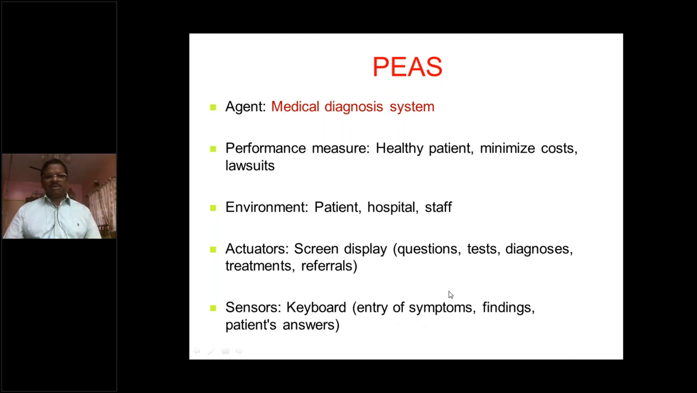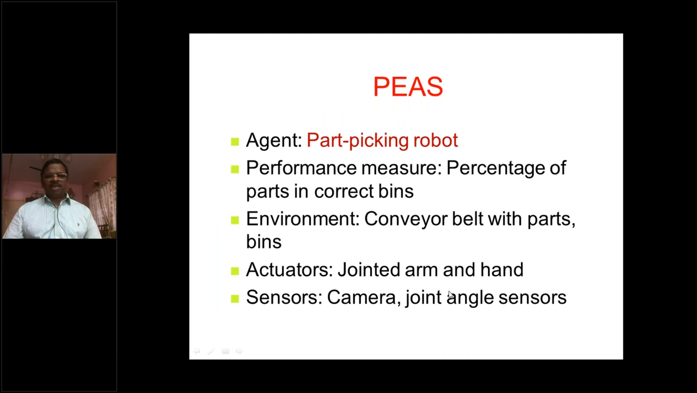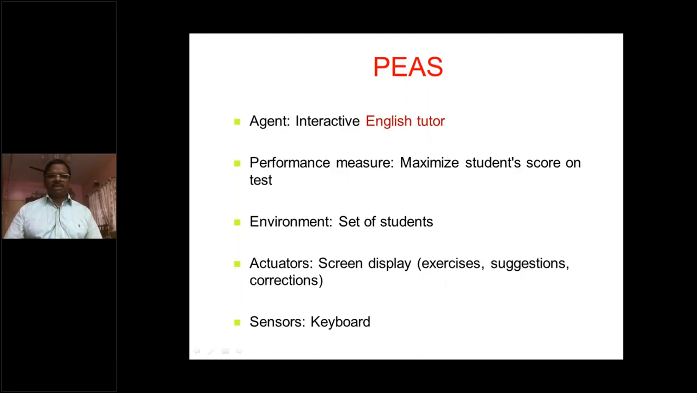These are some examples. Agent: part-picking robot. Performance measure: percentage of parts in correct bins. Bins means packets, identifying the packets, identifying the information. Environment: conveyor belt with the parts, bins. Actuators: jointed arm and hands. Sensors: camera and joint angle sensors.